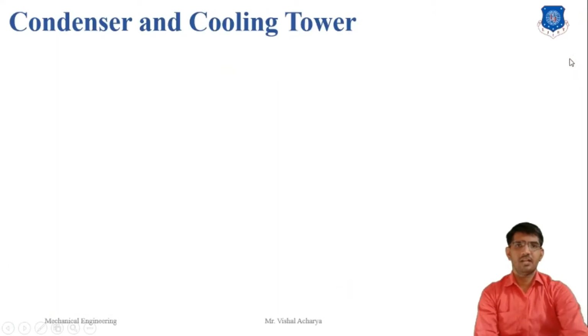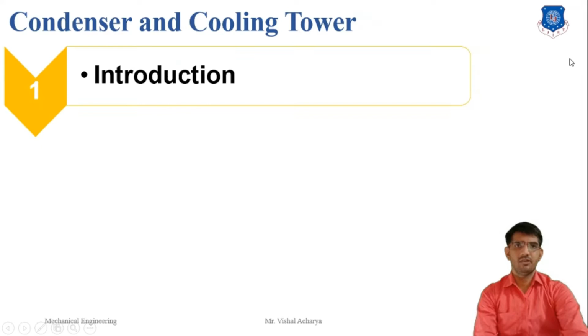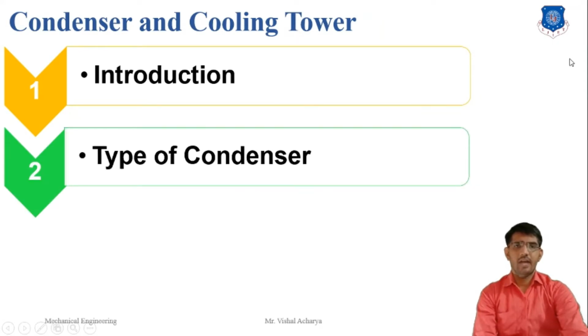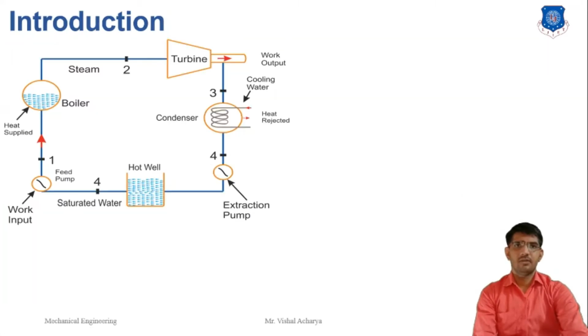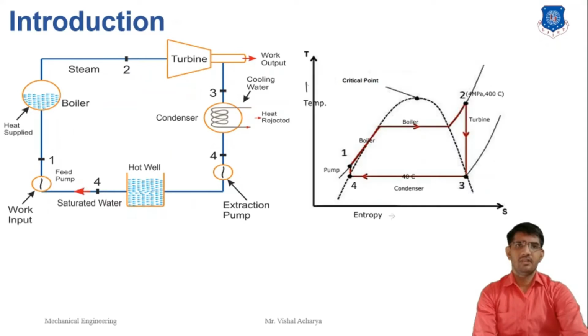My name is Acharya. Today we will discuss the introduction of condenser, types of condenser and types of jet condenser. First, the Rankine cycle or general layout of a thermal power plant. Here are the main four components: boiler, turbine, condenser and feed pump.